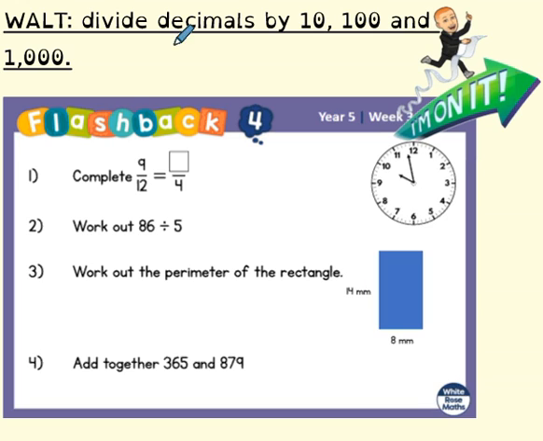Question number 1 then. Complete 9 twelfths equals something quarters. Remember, we had a question similar yesterday. Whatever you do to the denominator or the numerator, you must do to the opposing one. Here I've got from 12 to 4 by dividing by 3. So I do the same with my numerator. 9 divided by 3 would give me 3. So these two fractions, 9 twelfths and 3 quarters, are equivalent fractions.